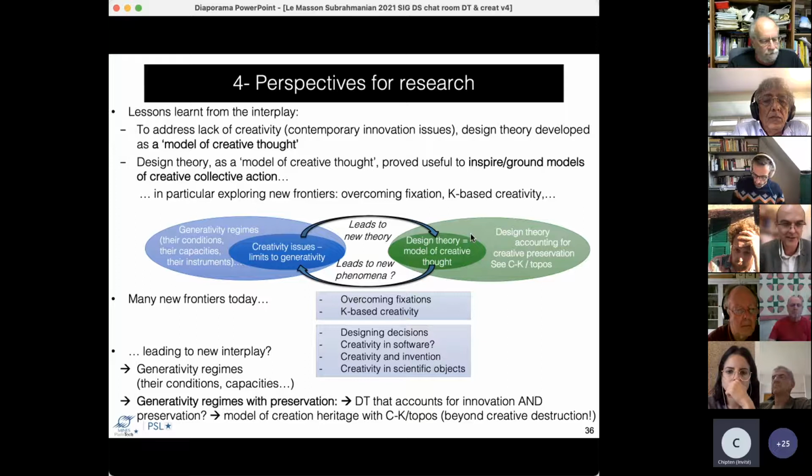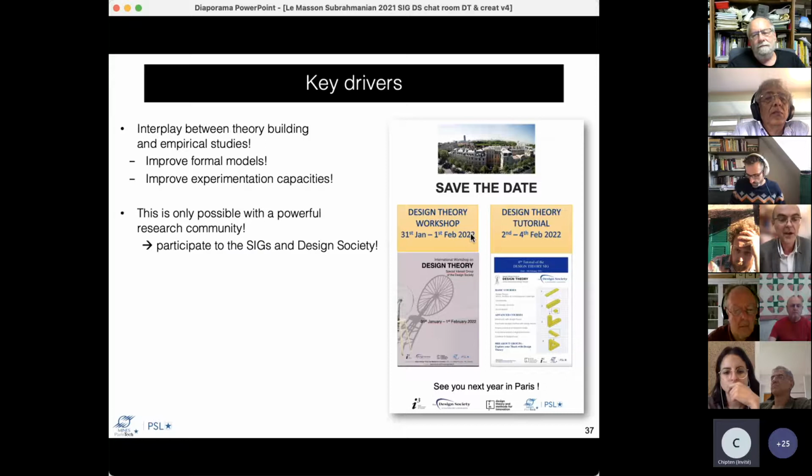And what are the key drivers behind this? To go on with this interplay, we necessarily need a constant improvement of formal models, a constant improvement of design theory, but also a constant improvement of experimentation capacities, the capacity not only to have instruments, but also to experiment in areas that were maybe out of reach until now. And this is only possible with a powerful research community.